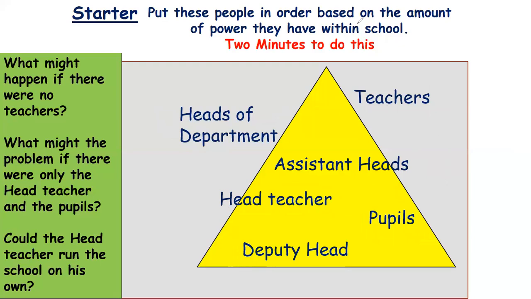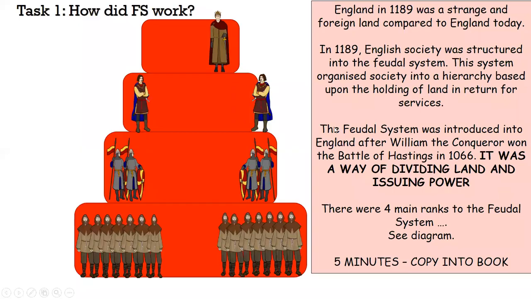So if we look at the next aspect, just changing slide. How did the feudal system work? So I'm just going to go through this very, very briefly. You don't need to copy anything into your book, but England in 1189, strange and foreign land compared to today. Now, this system here was a way to organise society based on the holding of land. This was a way of splitting the land up in England. Okay, that's the really important thing here.